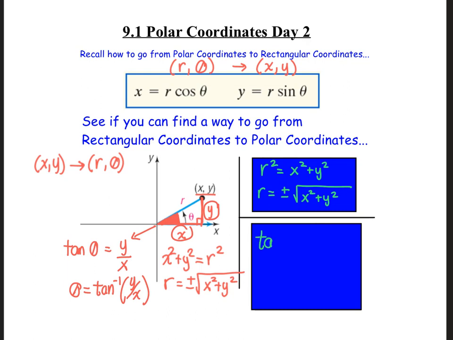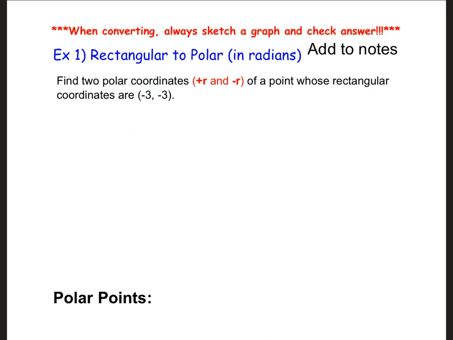Again, some people just remember it as using the tangent function, y over x. Some people remember that to find the angle, we're going to have to do the arctan, or inverse tangent, of y over x. So now let's practice using these formulas. I do always recommend that you always sketch a graph, visualize where the given point actually falls in the rectangular plane, and make sure that you're checking your answers at the end.